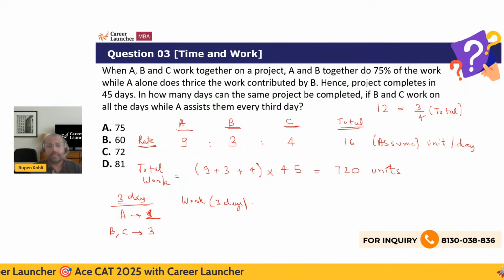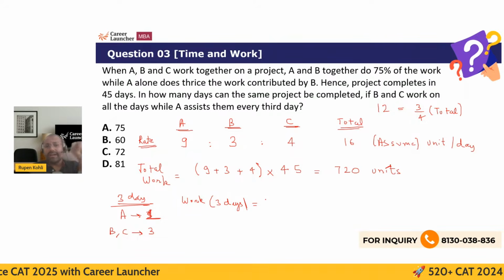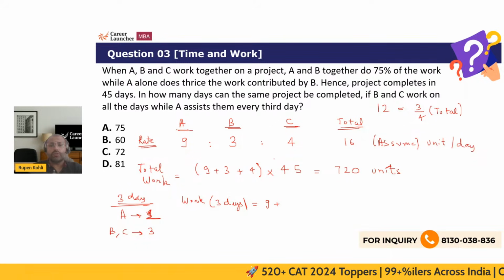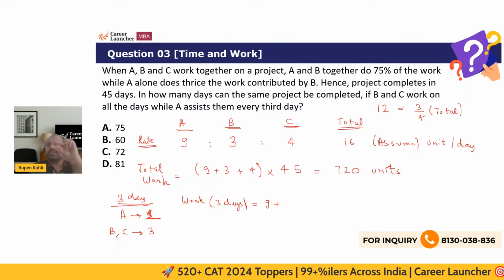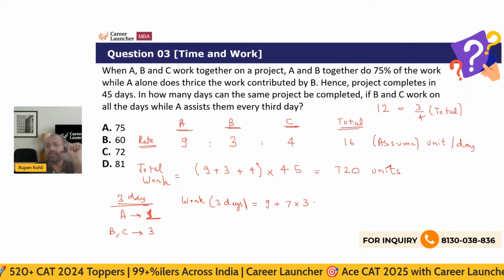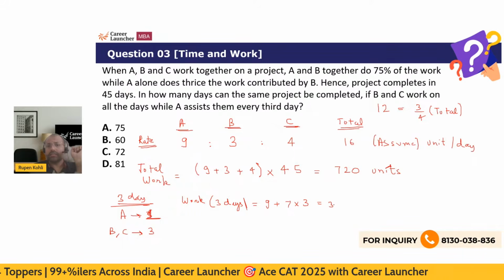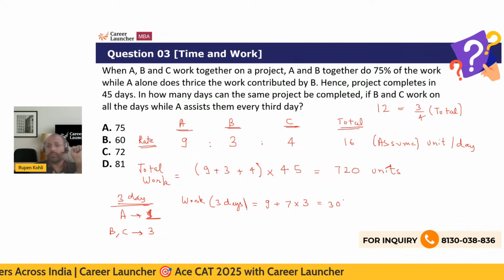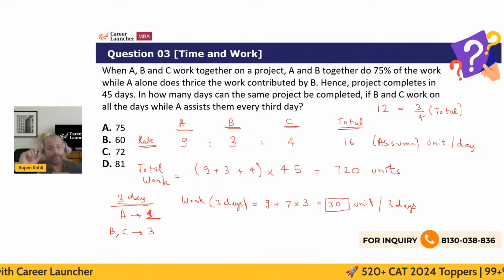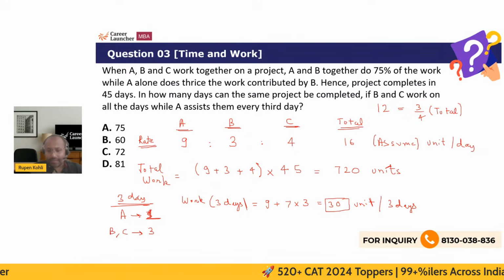Work done is 1 day of work of A, which is 9 units, and 3 days each for B and C. So B and C are doing 3 plus 4, 7 units of work per day. So in 3 days, they will do 7 into 3, 21 units. 21 plus 9, they are doing a total of 30 units of work in a span of 3 days. Remember, okay?